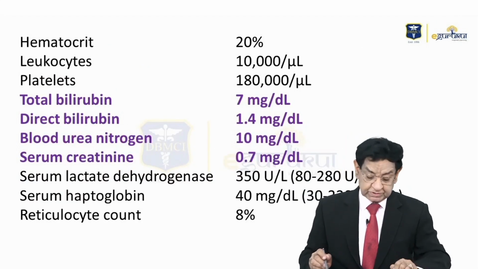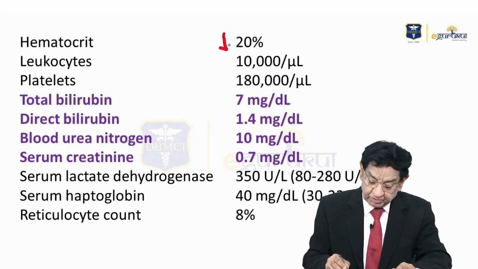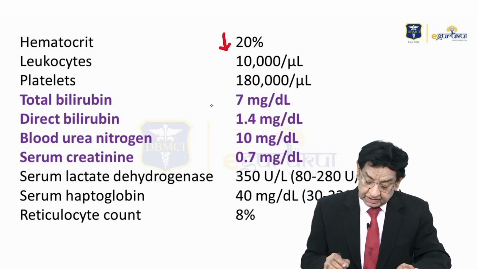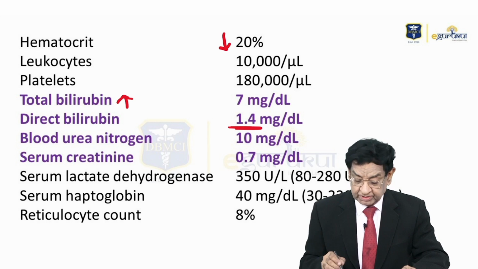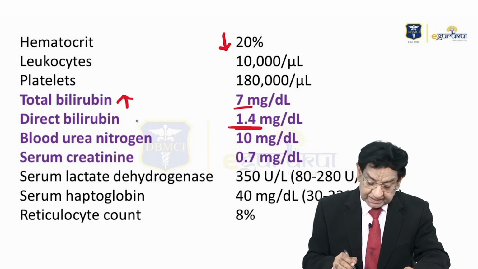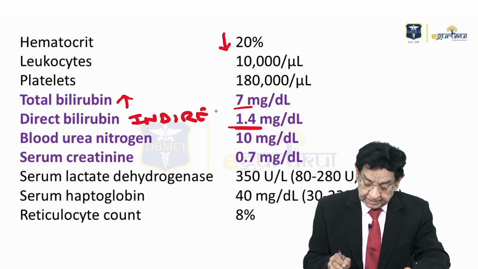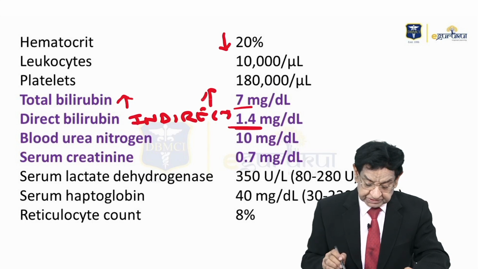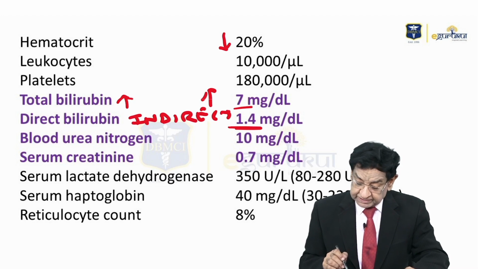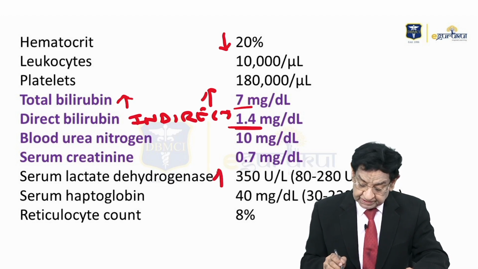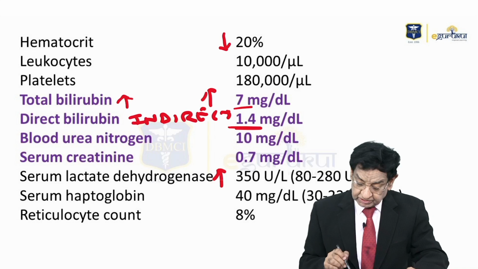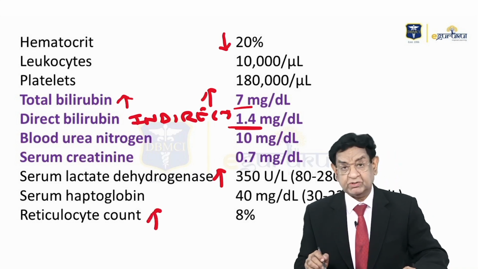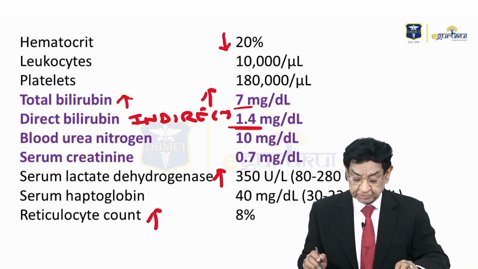The lab reports show hematocrit is definitely low. And if you look, the total bilirubin is increased. Direct is only 1.4 out of the 7 total. That means primarily there is indirect bilirubin raised. And you can see the LDH level is also increased, and the retic count is increased. All the rest of the reports are within normal limits.